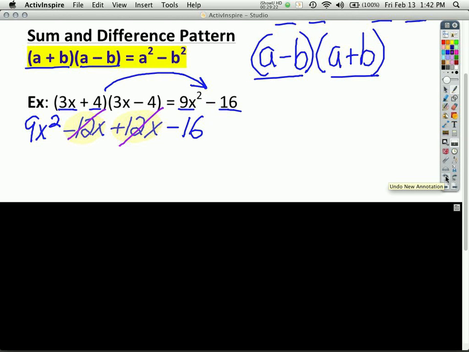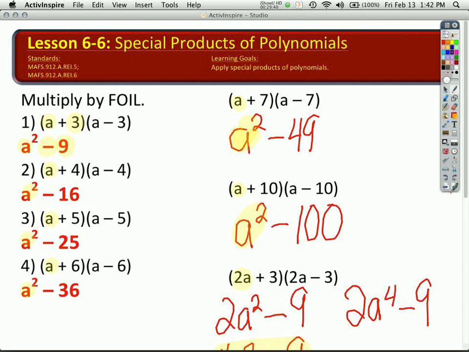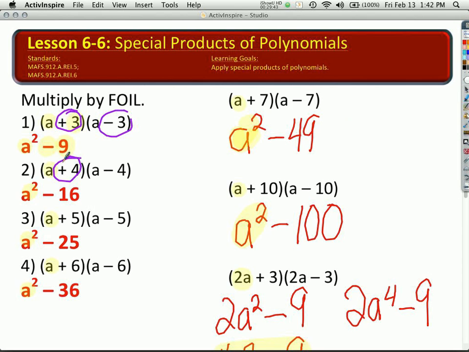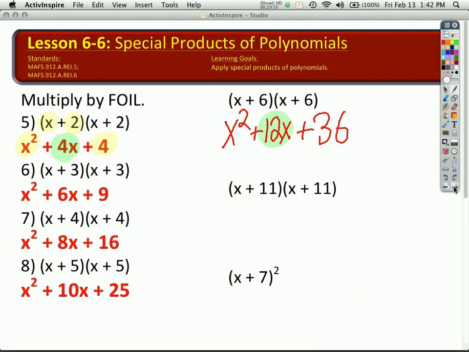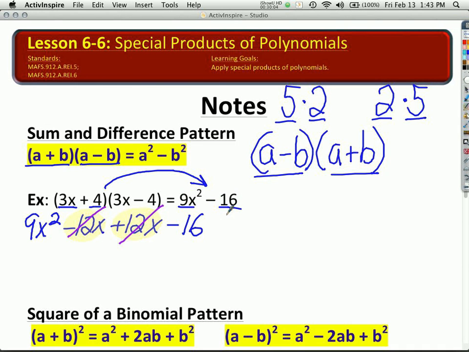Alex? Because the inner and outer numbers are opposites, so we multiply opposites. Very good. So in this case, which numbers were you talking about? The positive 4 and the negative 4. So let's go back to the warm-up and look and see if he's right. When you multiply those, they will always come out negative. And so he is absolutely right. And that's why when you do a sum and difference pattern, it always is the square of the first term minus the square of the second term. Anyone have any questions about that?